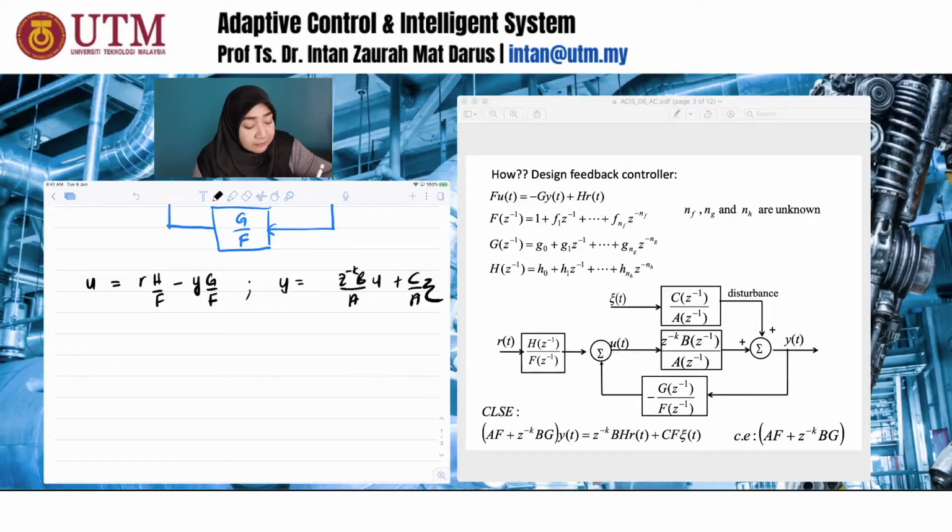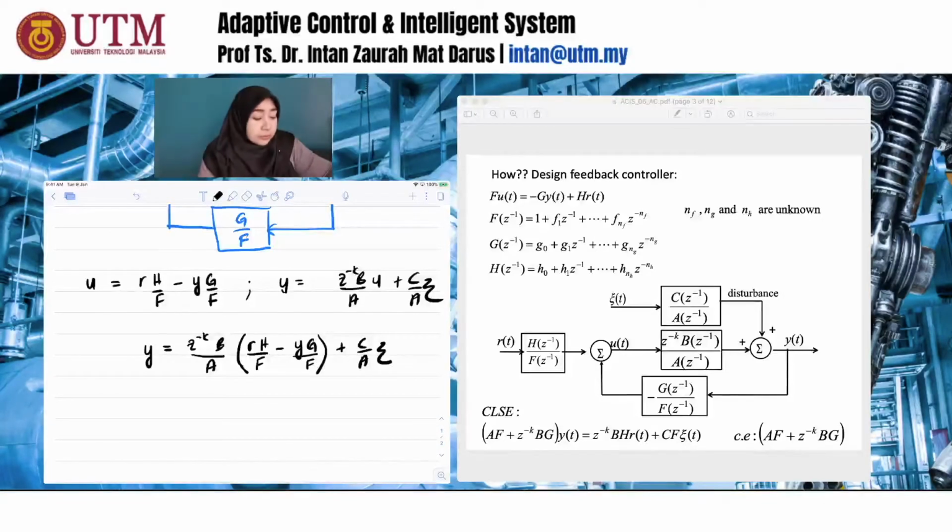So then I will have Y from the second equation. Y is equal to Z minus KB over A multiplied by U, which is RH over F minus YG over F, plus C over A zeta. Alright, so we can then try to expand this equation and collect all the terms with Y together.